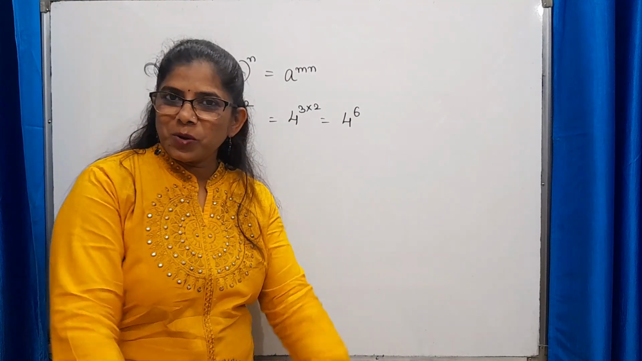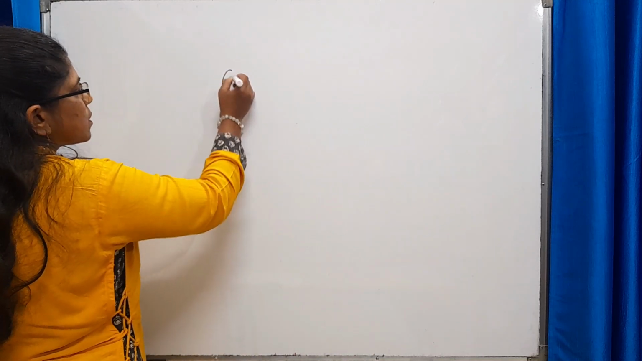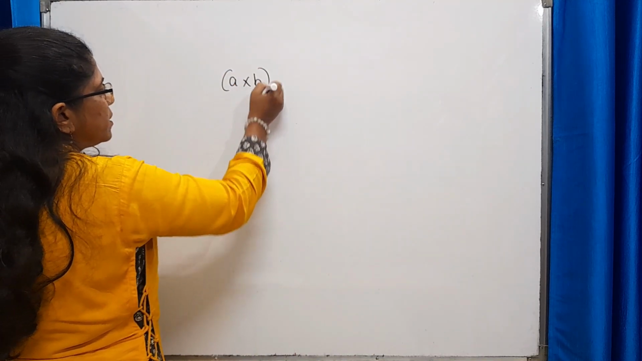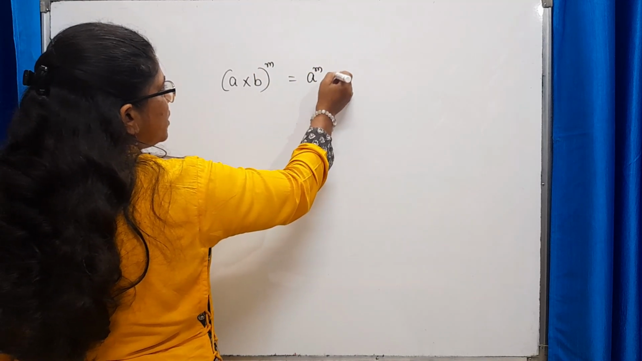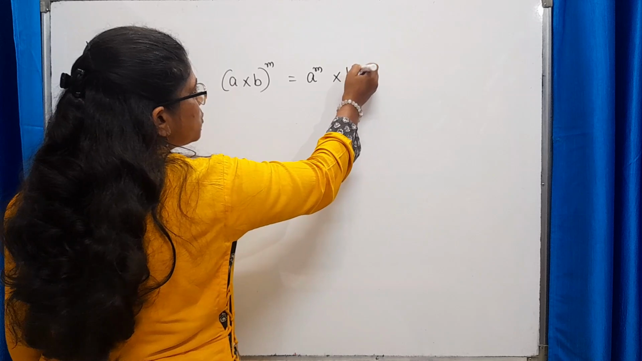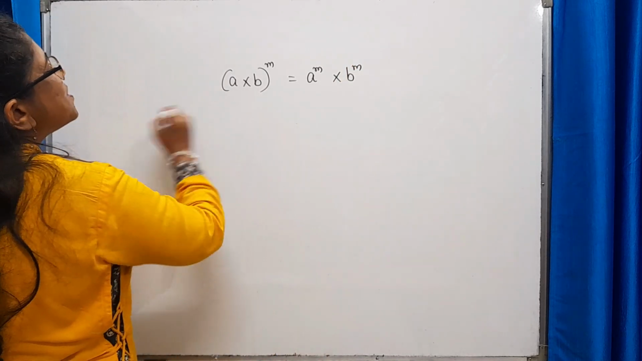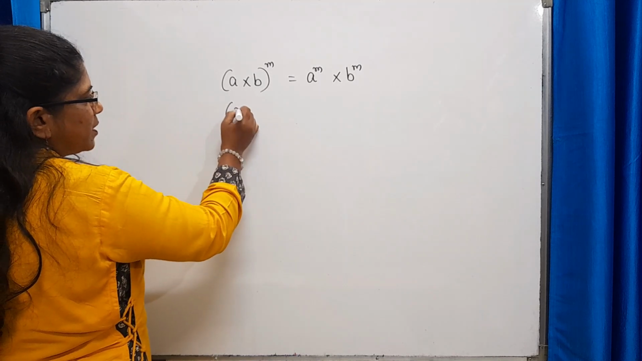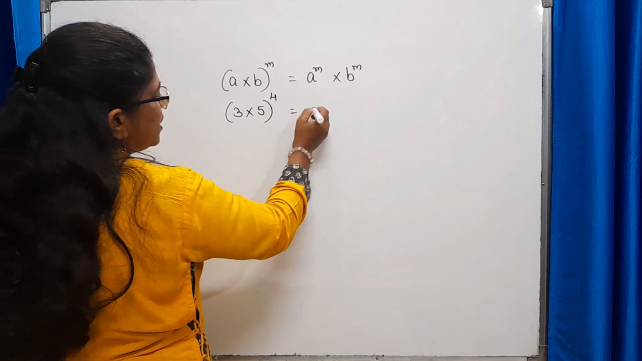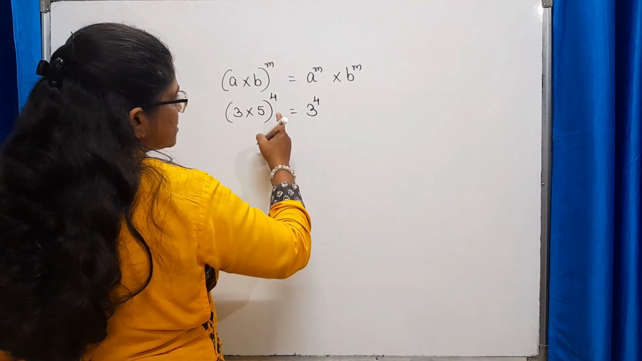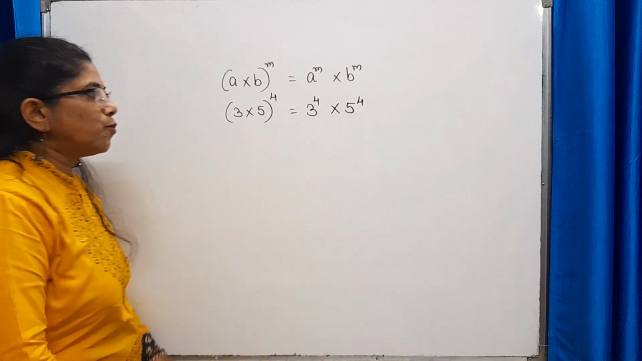Now, fourth law. Fourth law of exponent is a into b to the power of m is a to the power of m into b to the power of m. It's quite easy. Means here, if it is 3 into 5 to the power of 4, the meaning of this is it is equal to 3 to the power of 4 into 5 to the power of 4.